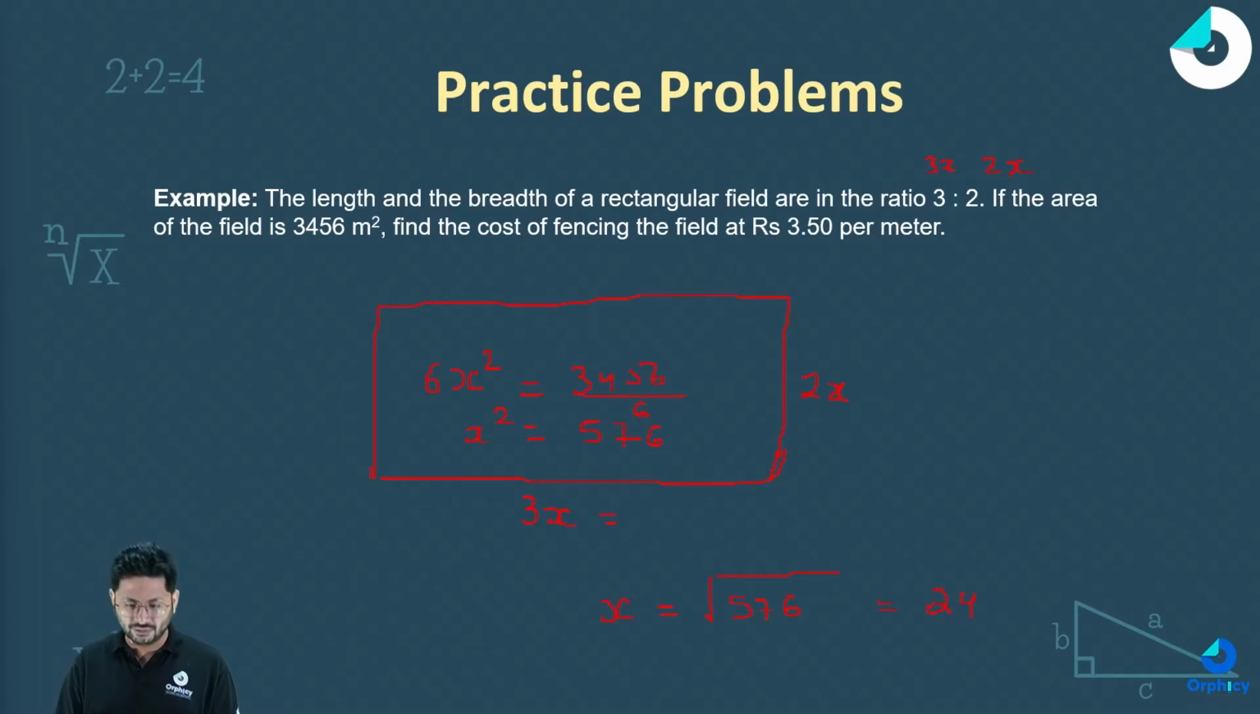So the length and breadth are 3 into 24, that is 72, and 2 into 24, that is 48. So we got the length and breadth. Now we need to calculate the perimeter, that is twice of 72 plus 48, which is 2 into 120, which is equal to 240 meters. And if I have to find the cost of fencing, I will multiply this 240 with 3.50. This will be the total cost of fencing. Okay, so let's move on to the next question.